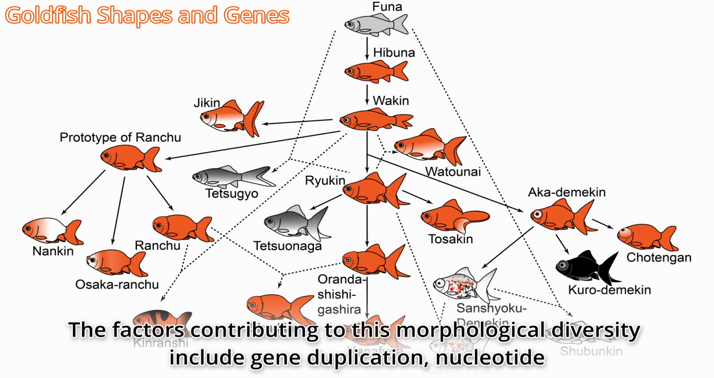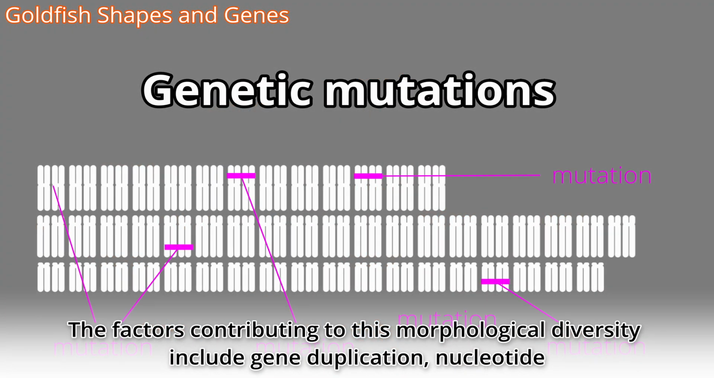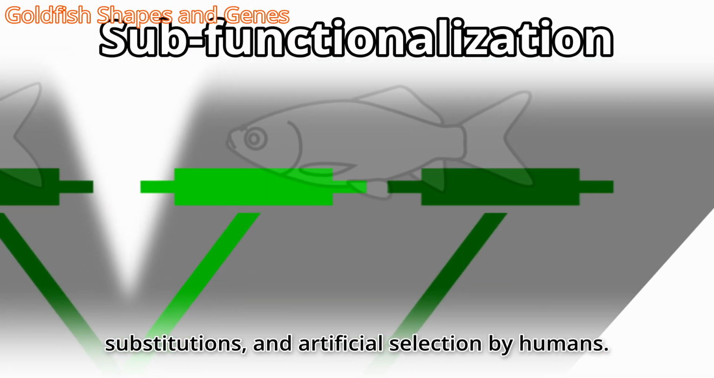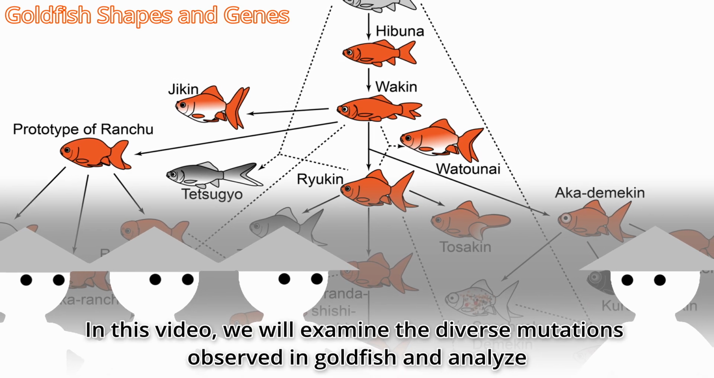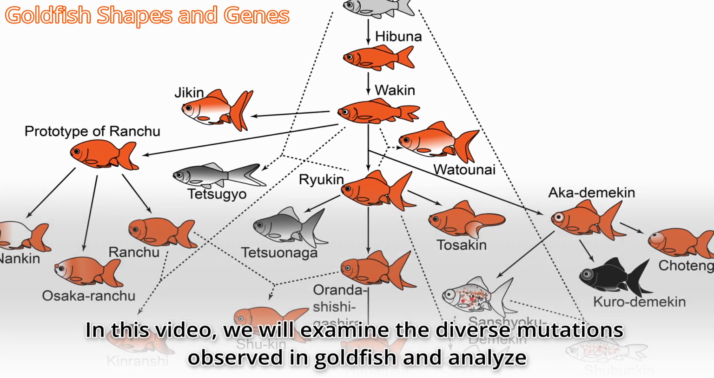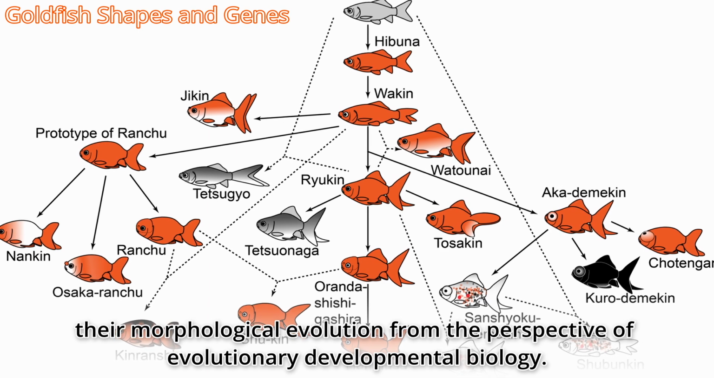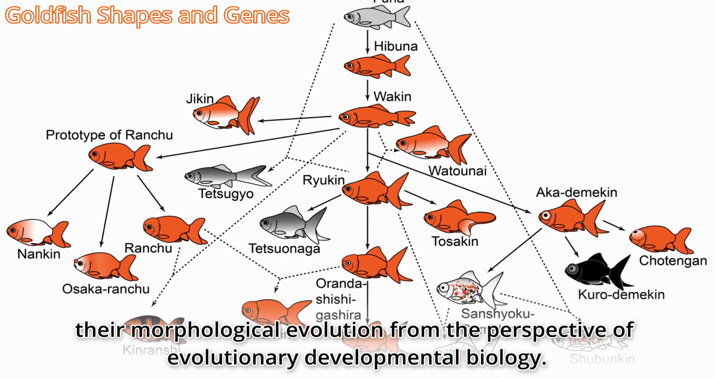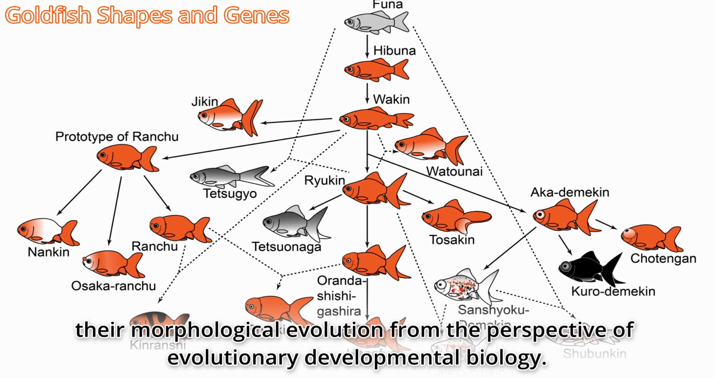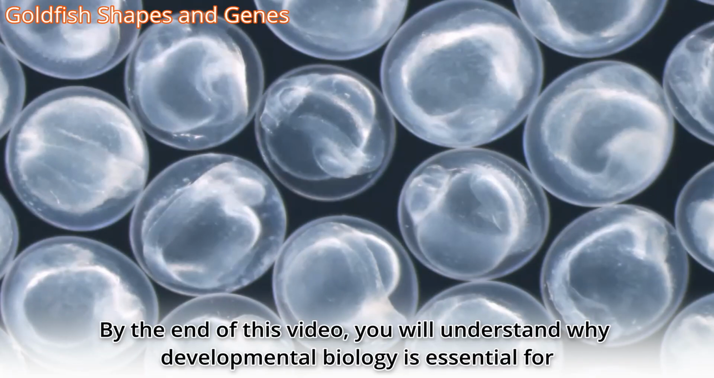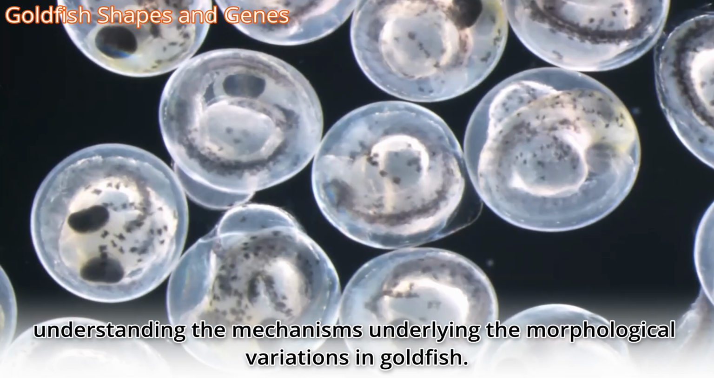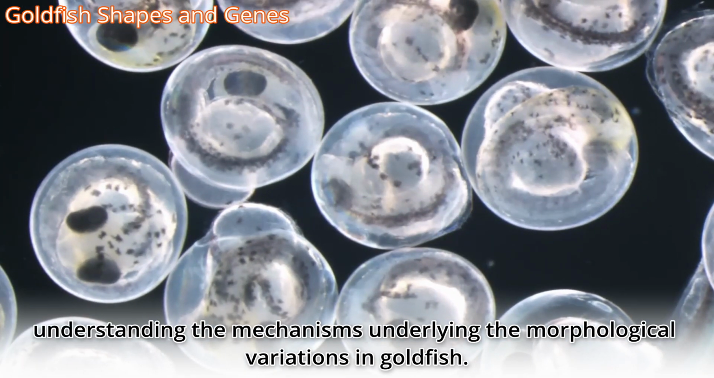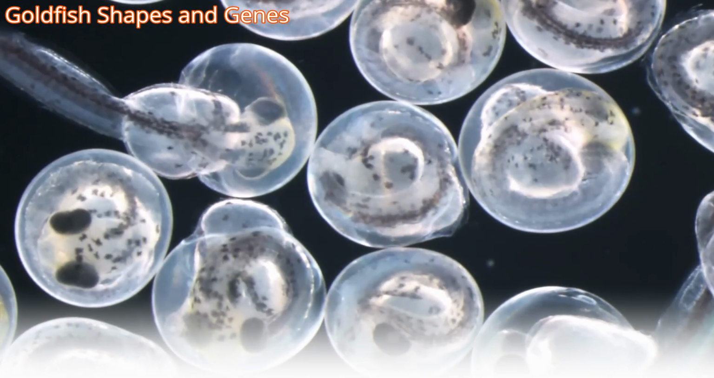The factors contributing to this morphological diversity include gene duplication, nucleotide substitutions, and artificial selection by humans. In this video, we will examine the diverse mutations observed in goldfish and analyze their morphological evolution from the perspective of evolutionary developmental biology. By the end of this video, we will understand why developmental biology is essential for understanding the mechanism underlying the morphological variation in goldfish.